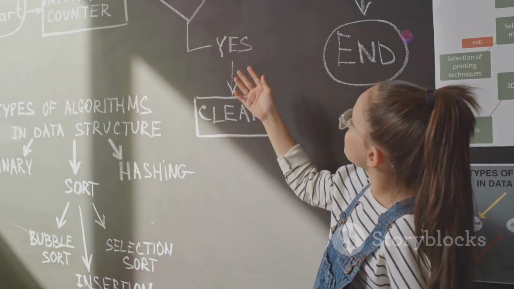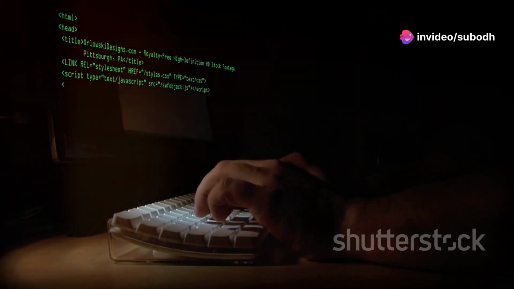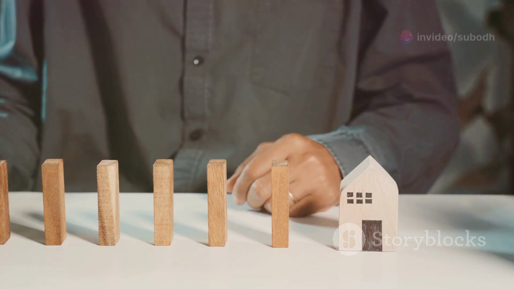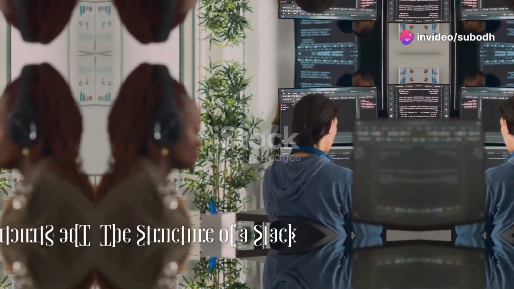The stack ADT is defined by its operations, not its underlying implementation. The two primary operations are push and pop. Push adds an element to the top of the stack, while pop removes and returns the element at the top. These operations are what define the stack ADT, regardless of whether it's implemented using an array or a linked list.